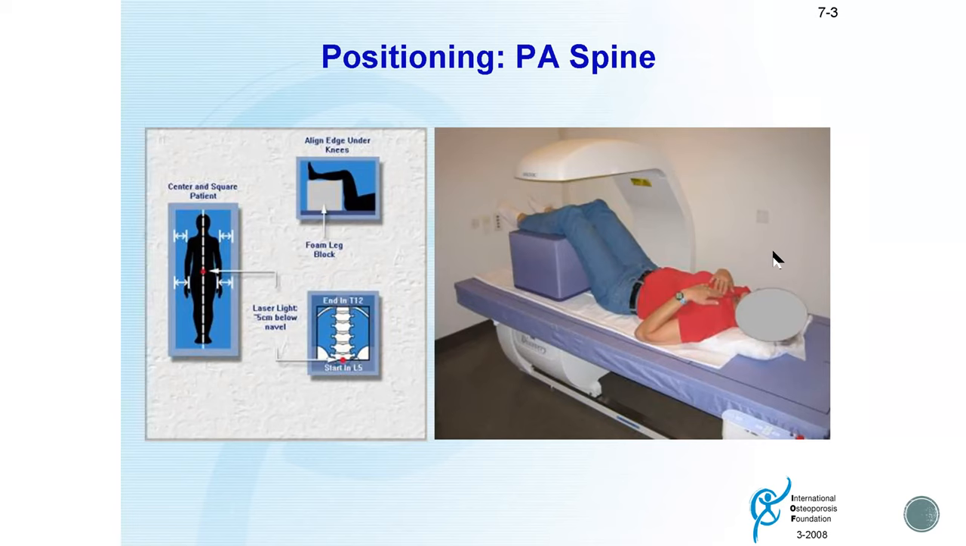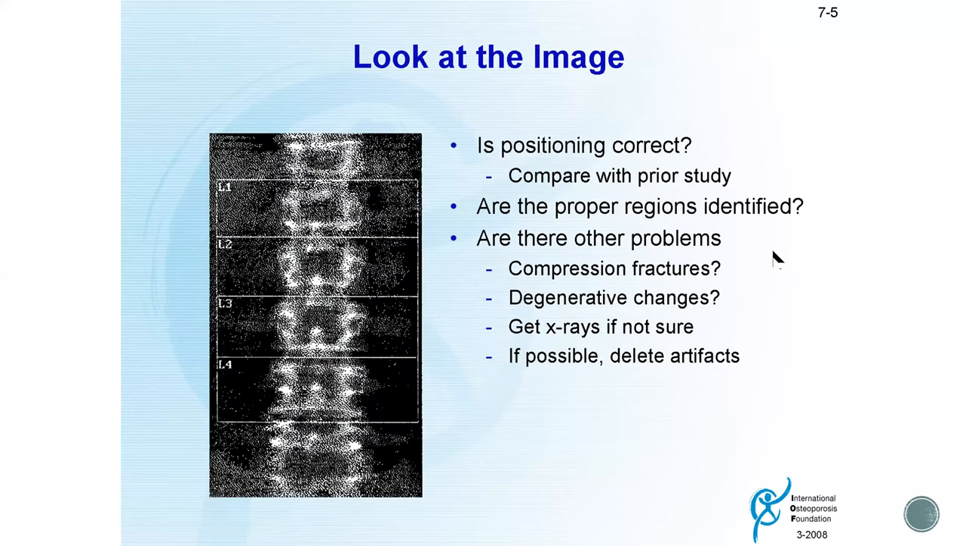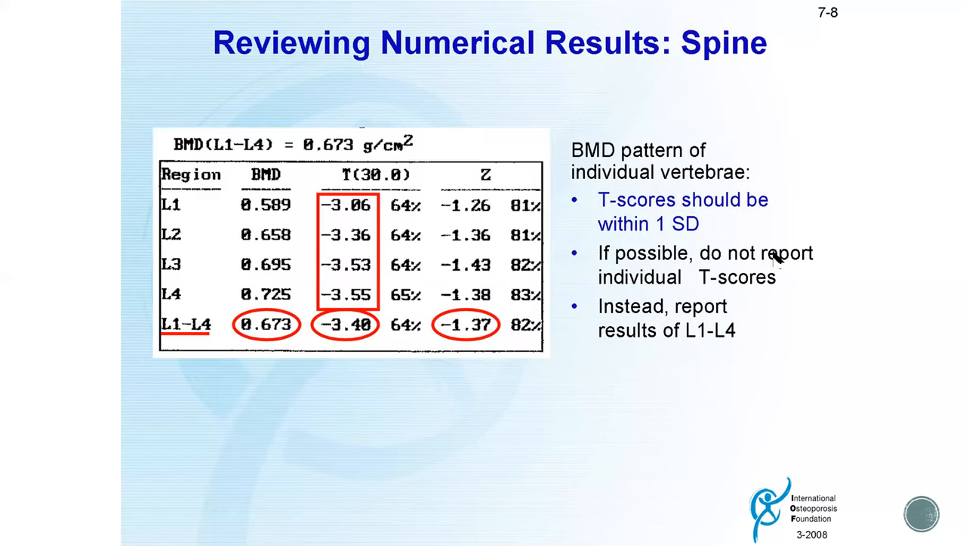So the spine is positioned like this. There is a block and the hips should be flexed at a 90 degree angle and the spine should be straight. So the picture will come out like this. The spine should not be rotated so that you are able to assess the bone density properly, and it should be centered. So when you're looking at the spine picture, have a quick look, make sure that it's straight, make sure the regions are identified, and make sure that there are no marked abnormalities in the spine. If there is, get an X-ray.